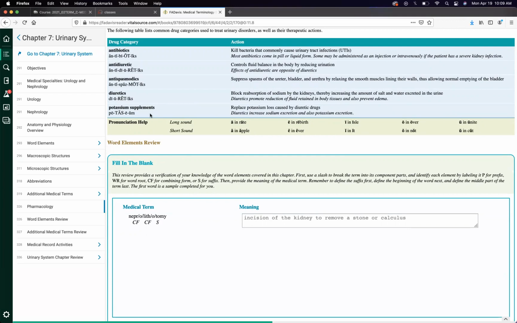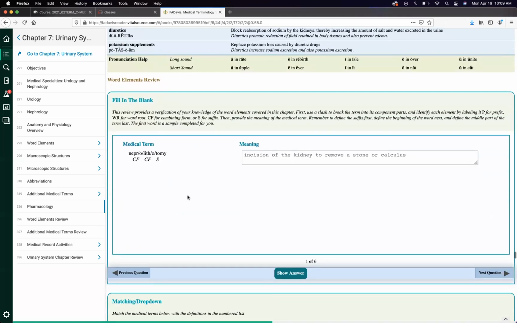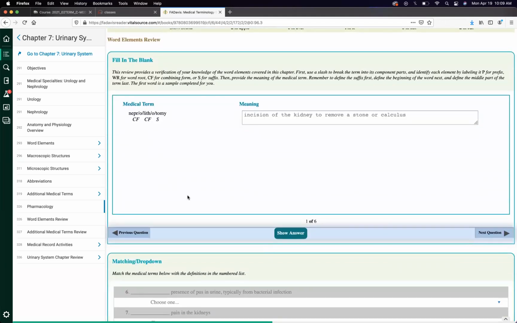Diuretics, water pill, potassium supplements. Now, I have to replace stuff that you lose. Remember, I said the diuretics trick your body into throwing out salts. Well, potassium is one of those salts, and if you lose enough potassium, you might have heart problems. Okay, especially if you're sensitive to potassium.